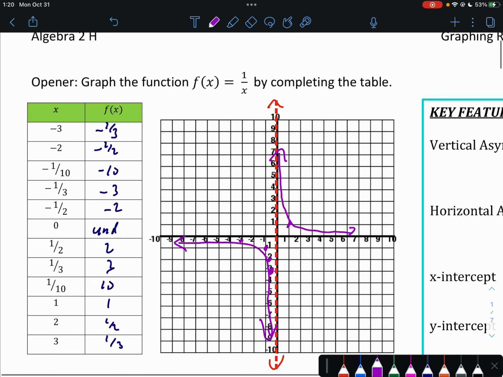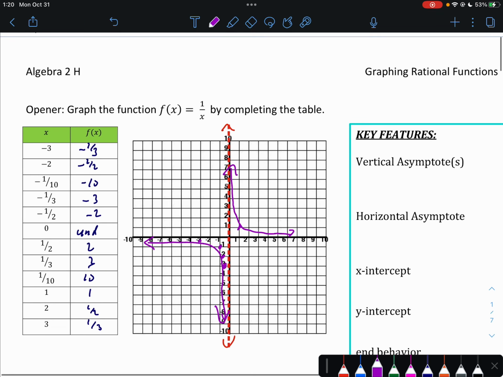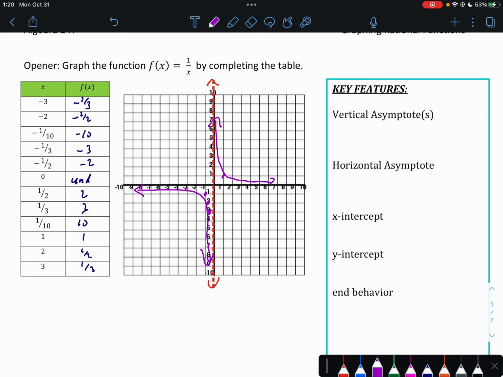Here is what our table and our graph should look like. You can pause the video here if you need to watch this further. But now let's take a look at some key features of this graph that we're going to talk a lot about today. So starting with our first one, our vertical asymptote.